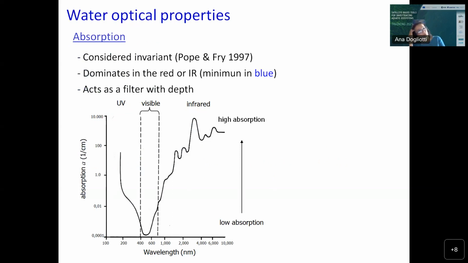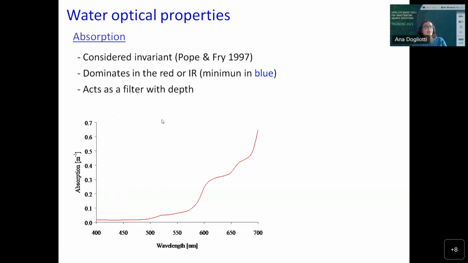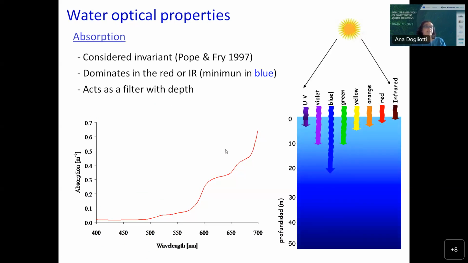Basically, the absorption of the water body is generally considered invariant, so it's tabulated and you can find it in different references. It dominates in the red and infrared, and is minimum in the blue. Here, the spectrum is quite wide because it goes from 100 to 10,000, and the visible is only this part. If we look in more detail at the visible part, it has the shape I showed you before: very low, or minimum, in the blue, increasing toward the red.